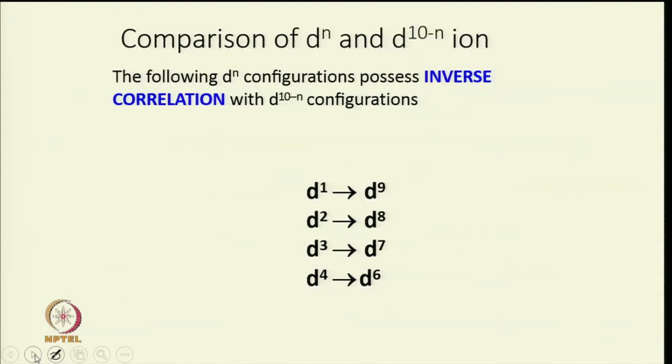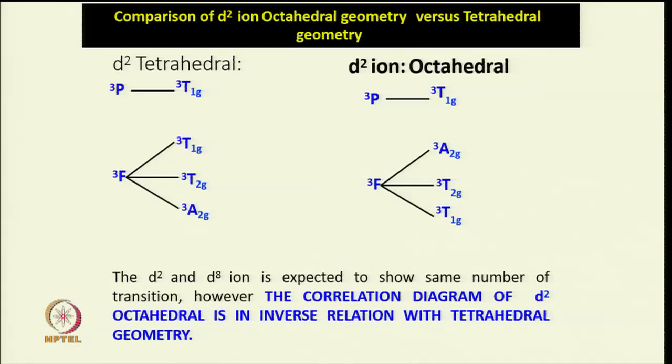So, a comparison of dn and d10-n ions can be done. d1 is going to have an inverse correlation with d9, d2 is going to have an inverse relationship with d8, d3 with d7, and d4 with d6. Now, comparison of d2 ion in octahedral geometry versus tetrahedral geometry.